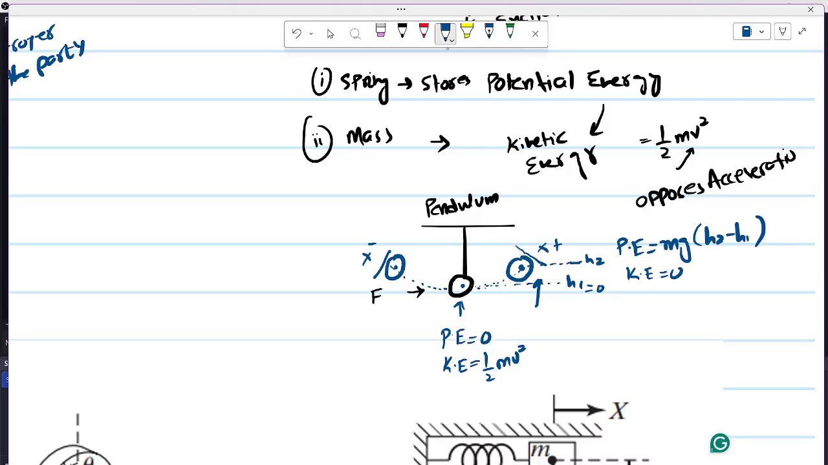Because of the mass of the pendulum, the inertia will try to maintain the velocity of the pendulum. So that inertia will make sure that the pendulum goes to the other extreme point. And once it reaches that extreme point, by then the kinetic energy has been transformed into the potential energy.